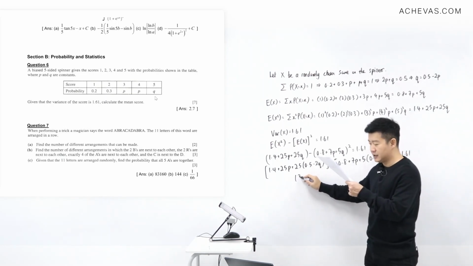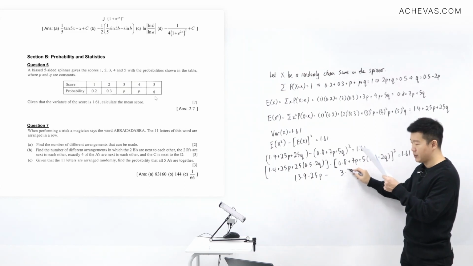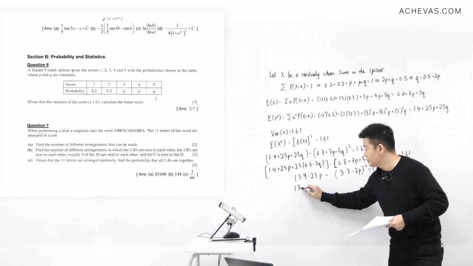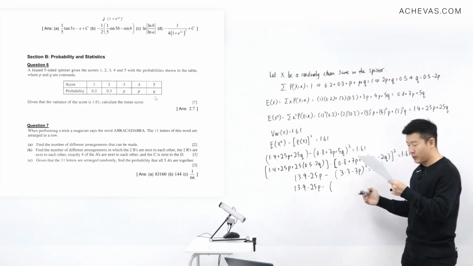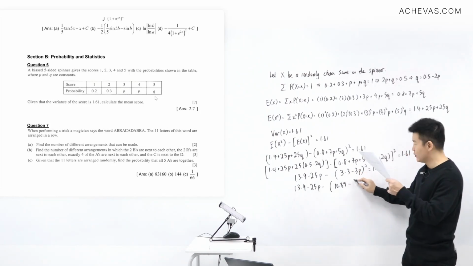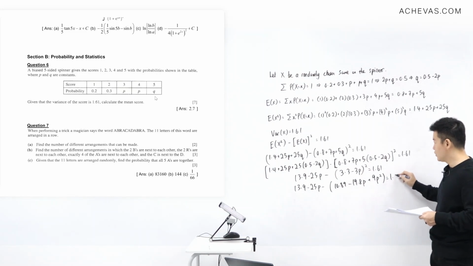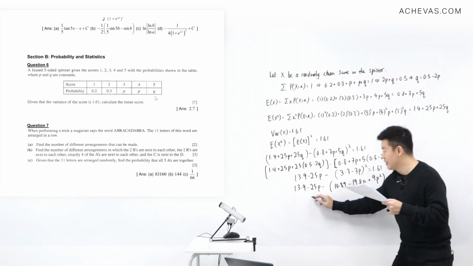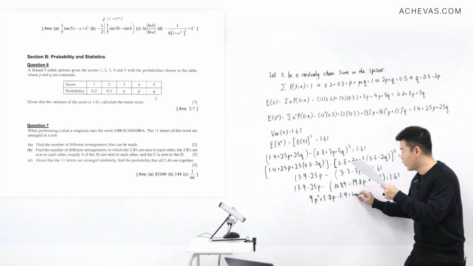So simplifying this, we have 13.9 minus 25p, minus this inside here, which is 3.3 minus 3p, squared. This is equal to 1.61. So this is 13.9 minus 25p minus, now this is easier to square as compared to this, right? So it is going to be 3.3 squared, which is 10.89, minus 2 times 3.3 times 3p, which is 19.8p, then plus 3p squared, which is 9p squared. This is equal to 1.61. Now I can simplify this further into a quadratic equation in terms of p finally. So we have 9p squared plus 5.2p minus 1.4 equal to 0.